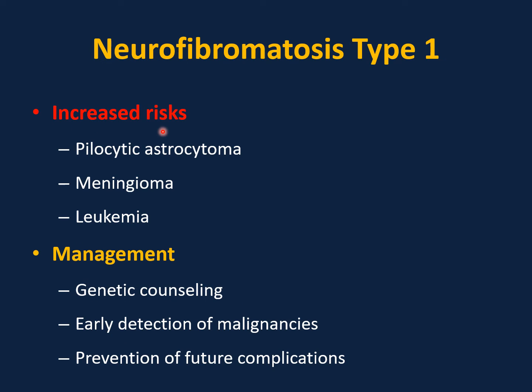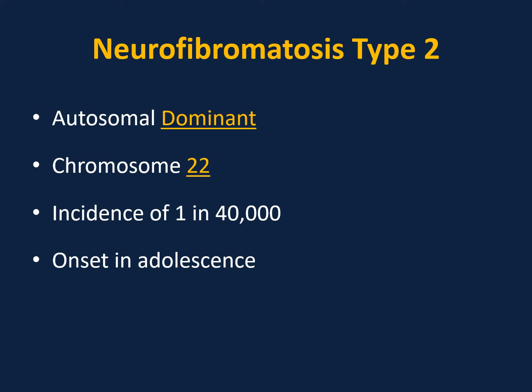Very important to know that neurofibromatosis type 1 increases the risk of brain tumor. So any child with neurofibromatosis type 1 who presents with headache, it should be taken seriously. So know this risk factor: neurofibromatosis type 1 increases the risk of brain tumor, astrocytoma. Meningioma and leukemia also have increased risk. Management is genetic counseling, early detection of malignancies, prevention of future complications.